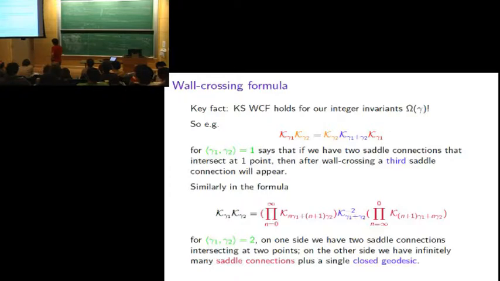Now similarly, this formula, so here this crazy -2 appears, but we had an interpretation of the -2. So it says exactly that on one side, I have two saddle connections which are intersecting at 2 points. And now on the other side, I have actually infinitely many saddle connections up here, plus this guy corresponds to a single closed geodesic.